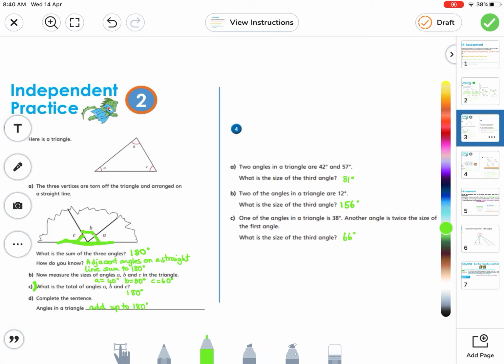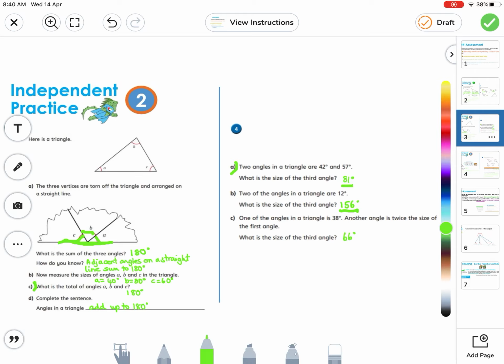Over on to question 4. Part A, two angles in a triangle are 42 and 57. The third angle is of course 81 degrees. For B, two angles in a triangle are 12. Therefore, totaling 24, the missing angle to equal 180 altogether is 156 degrees.